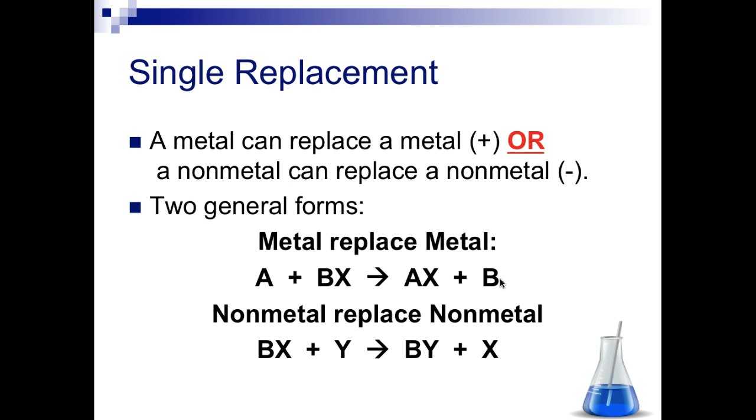Now let's look at a single replacement reaction. Now this can happen two ways. Metals can replace a metal, or nonmetals can replace a nonmetal. So if a metal replaces a metal, it's going to have this generic form. And if a nonmetal replaces a nonmetal, then it's going to have this generic form. We're going to do an example of each.